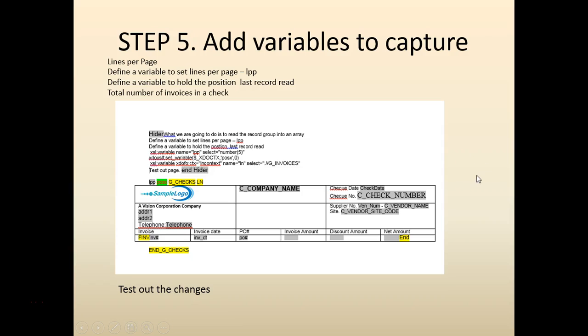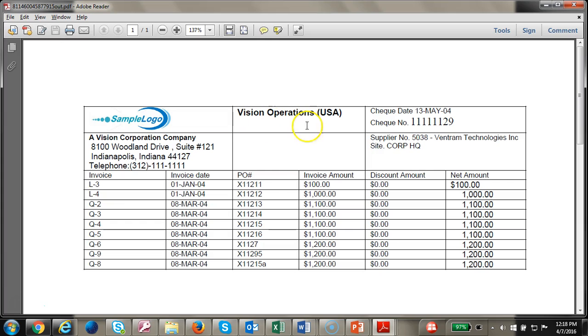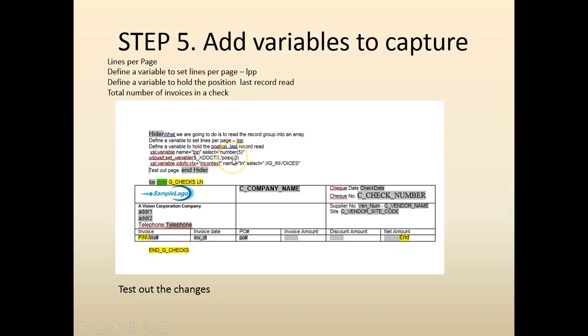So our next step is we want to limit the output. Right at this point, if you look at the output, you can see all the results in one page. So for our example, we want to split it into 5, so each check will have 5 invoices. We do that by using a couple of variables. So we are going to create 2 variables called lines per page and position. And so we'll start from there. Let's go ahead and create these 2 variables.